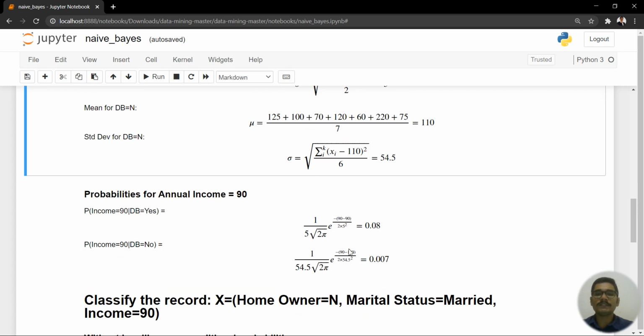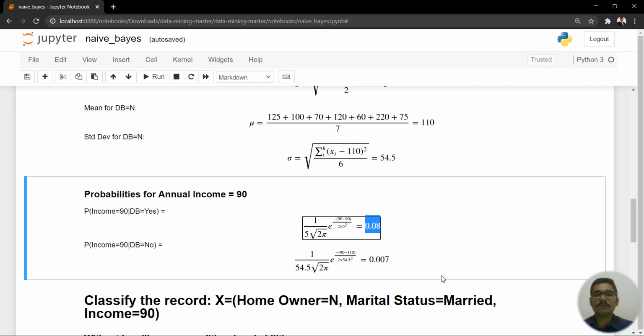So we plug these values in for the classification with mu and sigma. We estimate the probability for income 90 and defaulted borrower yes as 0.08.